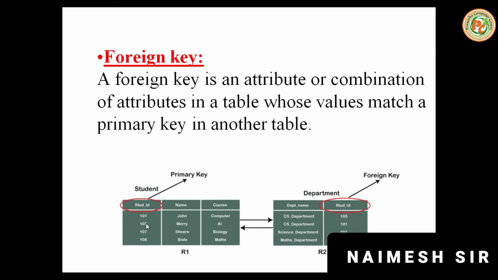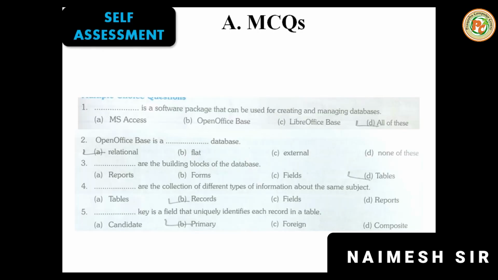So student 105 belongs to the AI course. Whenever we find the AI course, the department ID will be there. So CS department 105. Here in table number 1 the primary key is given, and in table number 2 the student ID becomes the foreign key because it is accessible in the second table. Here it can occur multiple times, but whenever we assign a primary key, it will be only unique. We cannot give the same value, so it is called the foreign key.